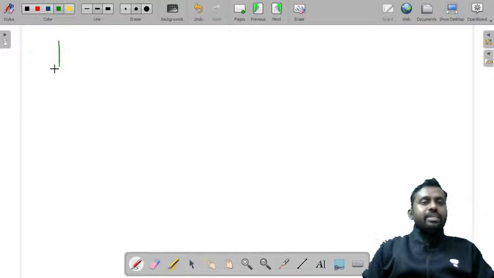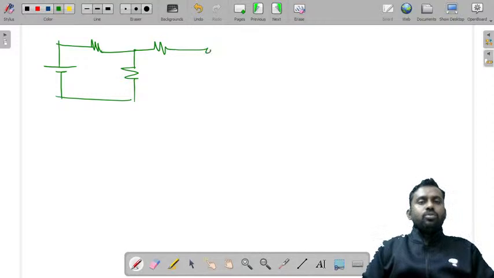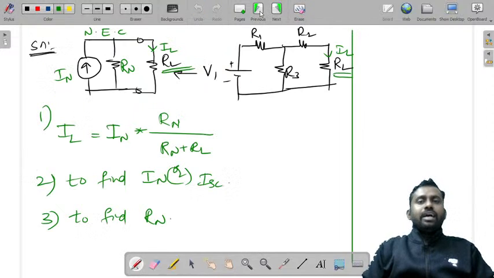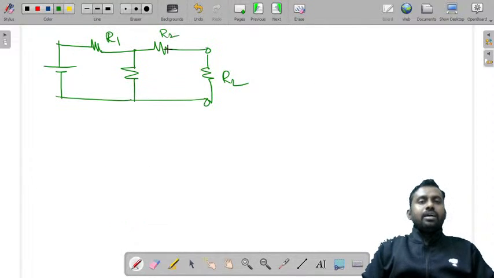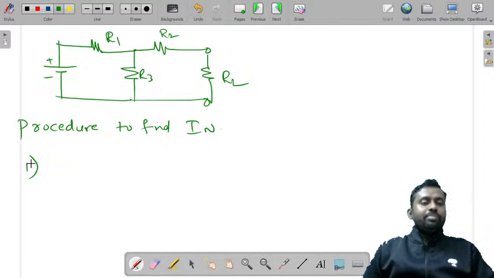Now let me tell you how you find this IN or ISC. Let us consider the same circuit. This was the circuit, and here you have the load resistance. We have considered this as R1, this as R2, and this as R3. Now what is the procedure to find IN? The first step is to remove the load resistance.